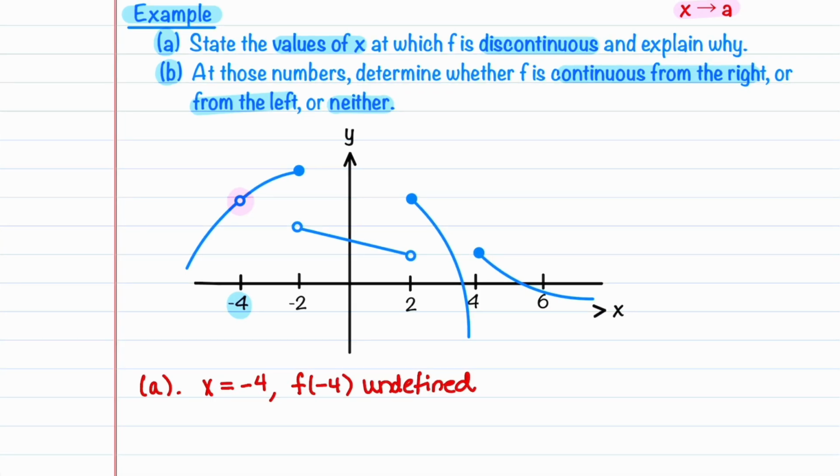Let's now look at x equals -2. At this point, our function value exists. However, the limit from the left does not equal the limit from the right. So let's go down here and let's write x equals -2. The limit as x approaches -2 of f of x does not exist.